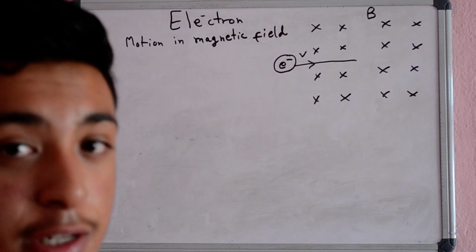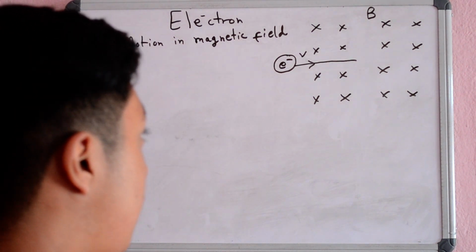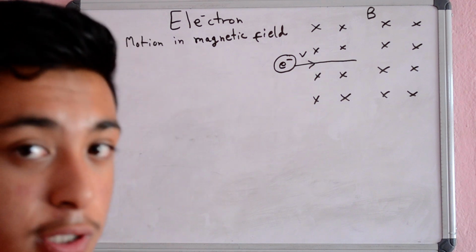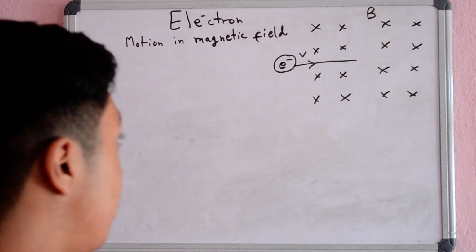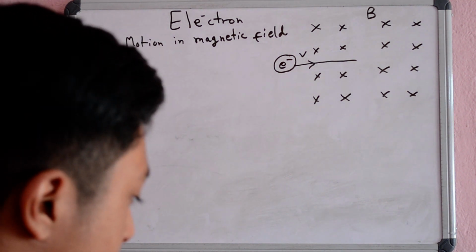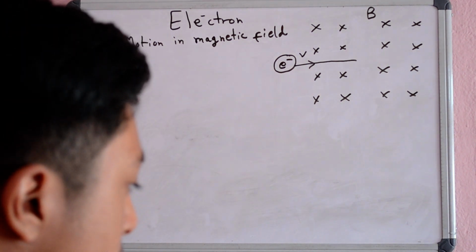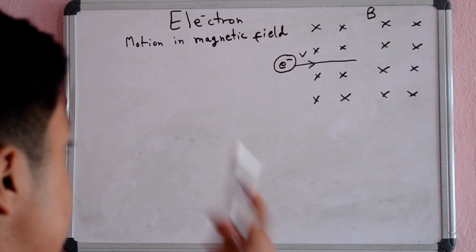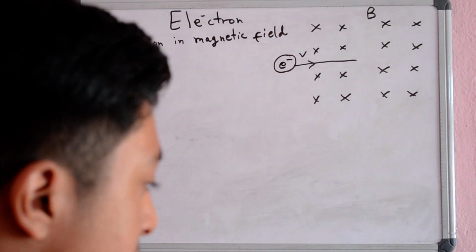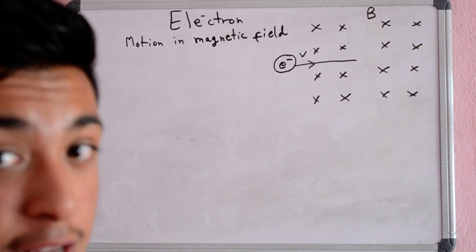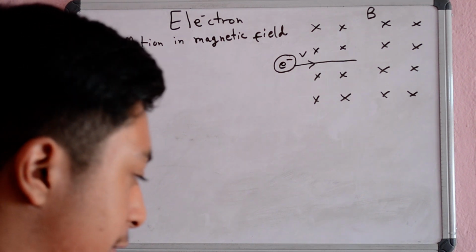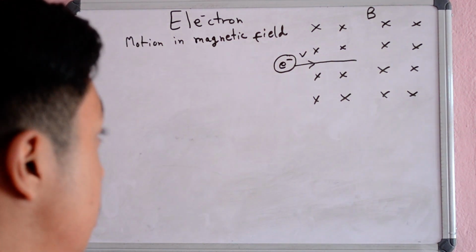Now here we can use Fleming's left hand rule to find the direction of Lorentz force. So here the velocity is going like this and here the magnetic field is inside like this. That means the Lorentz force acts this way. But since this rule is actually for a proton and this is an electron, the direction of Lorentz force is reversed, so it goes downwards.